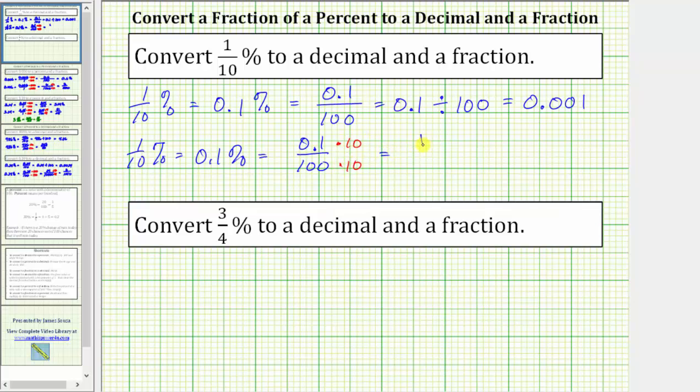0.1 times 10 is 1. 100 times 10 equals 1,000. And notice how if we compare this fraction to the decimal, if we read this decimal correctly, using place value, this is 1 thousandth. And this fraction does not simplify, and therefore this is the fraction for the given percentage. Let's look at a second example.